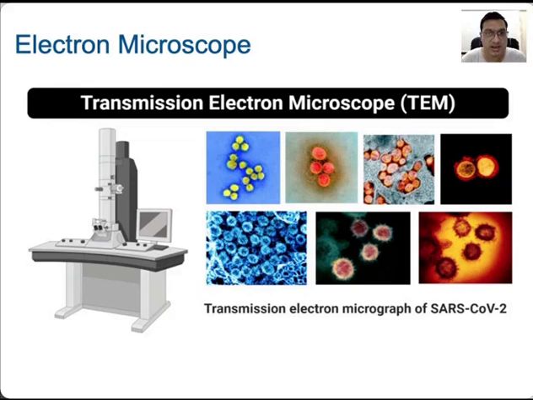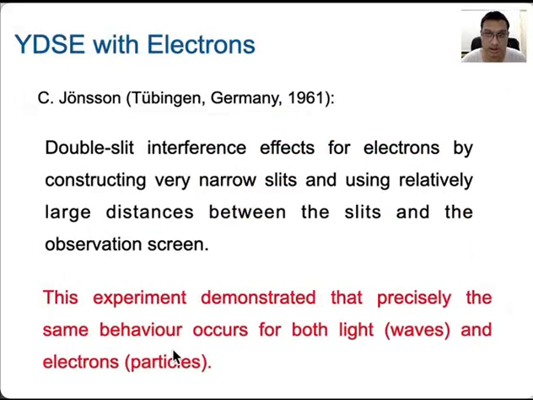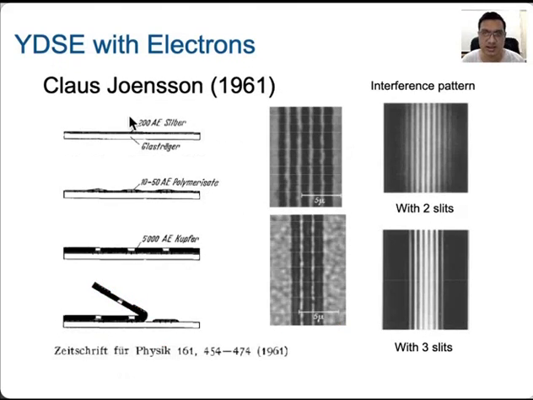But I have told you that if an object is behaving like a wave, it must also show what is called interference phenomena. So let's see whether electrons show interference phenomena or not. Here, Claus Jönsson from Germany in 1961 attempted to perform Young's double slit experiment using electrons. For that he constructed very narrow slits and used a relatively large distance between the slits and the observation screen. This experiment demonstrated that precisely the same behavior occurs for both light as well as electrons. Here are Jönsson's results, and you can see that when he has two slits you do see interference, and when you have three slits you see a more distinct separation between the dark and bright fringes.